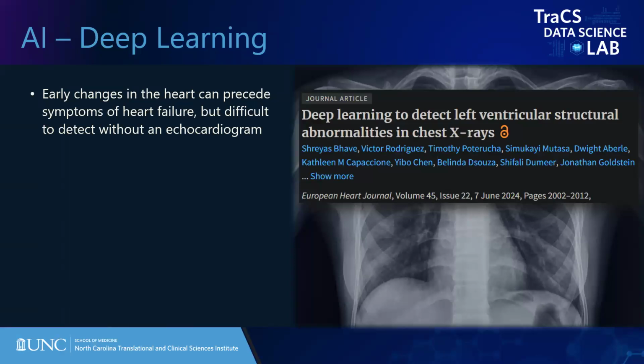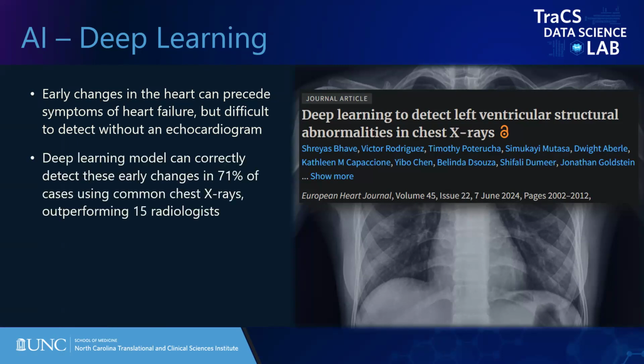So it would be beneficial if these early changes in the heart could be detected from something that patients get more commonly, like chest X-rays. And of course, it would be helpful if this detection could be automated or semi-automated. So this team was able to train a deep learning model to detect these early heart changes from chest X-rays. And the model detected these changes with higher accuracy than the comparison group of radiologists.